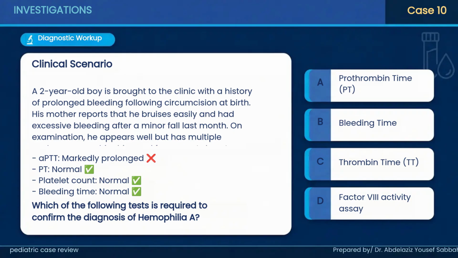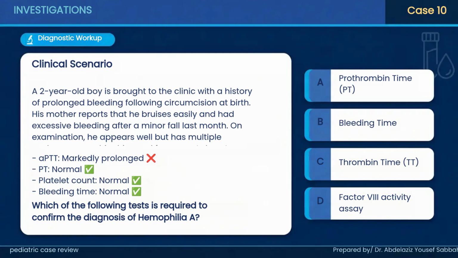Case 10. A 2-year-old boy is brought to the clinic with a history of prolonged bleeding following circumcision at birth. His mother reports that he bruises easily and had excessive bleeding after a minor fall last month. On examination, he appears well but has multiple ecchymoses on his shins and forearms. Laboratory results show activated partial thromboplastin time markedly prolonged, prothrombin time normal, platelet count normal, bleeding time normal.